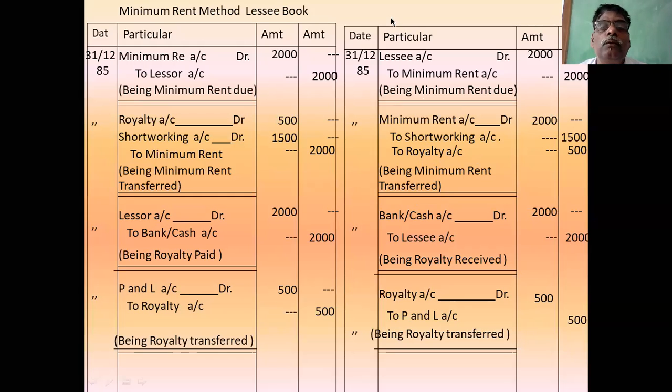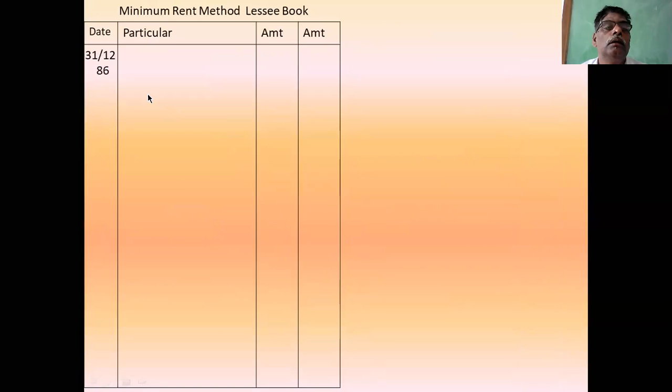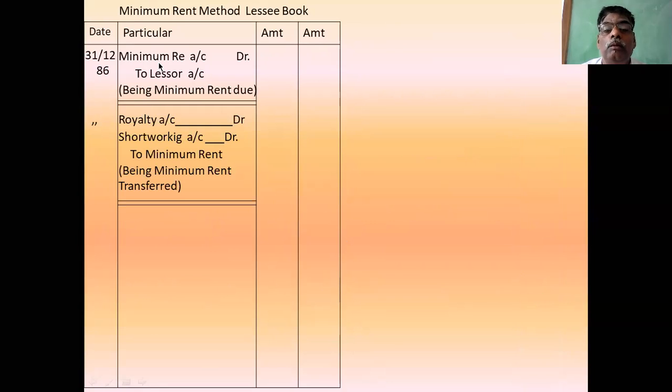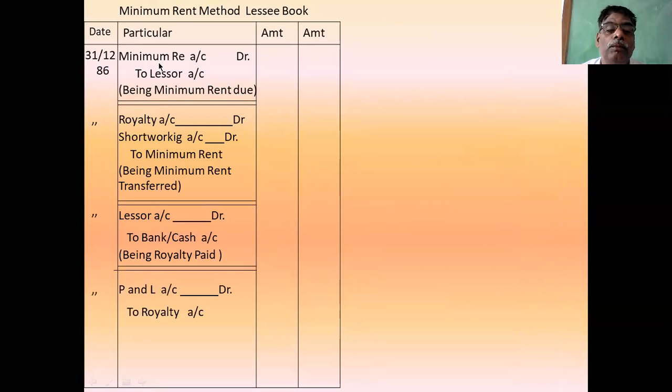Then you see the journal entry for the second year. Okay, 1986 date. Minimum rent account debtor to lessor. Royalty account debtor, short working account debtor to minimum rent account. Lessor account debtor to bank account. P&L account debtor to royalty. Okay, these are the four entries for the second year.